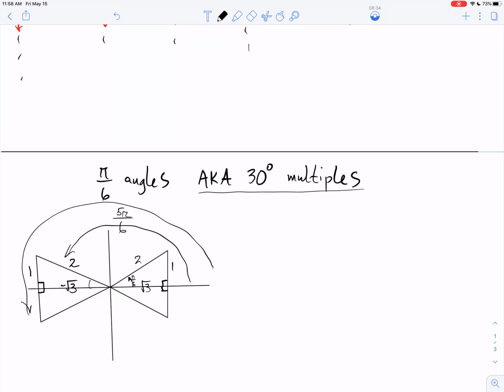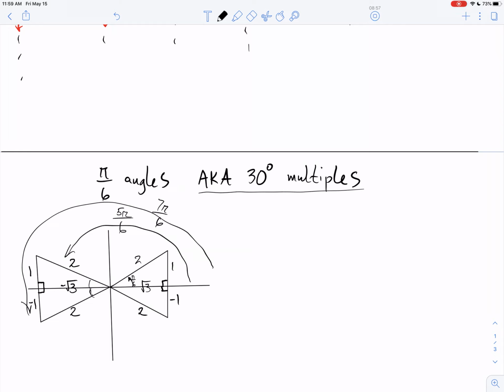But I keep moving. If I wanted to, I could draw a 7 pi 6th angle, which would result in this little angle in here being a pi over 6th. Opposite that would be a 1, but I'm on the negative side of the x, so I get a negative 1. Here I get a 2. What I'm trying to say is, if you draw this picture out, I'm just going to label it all.